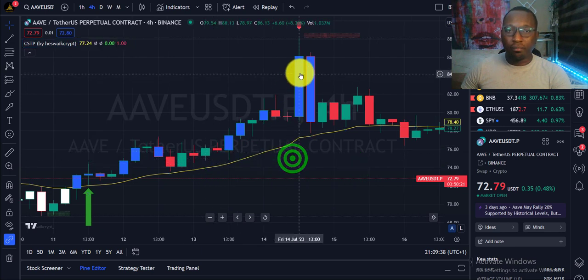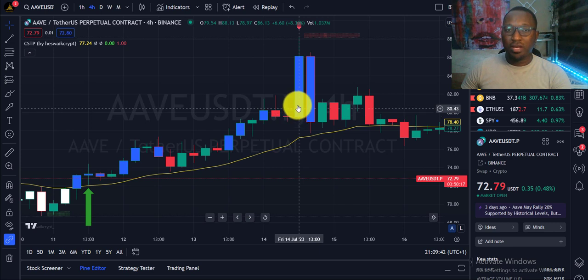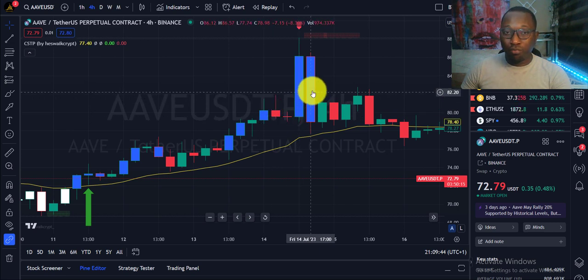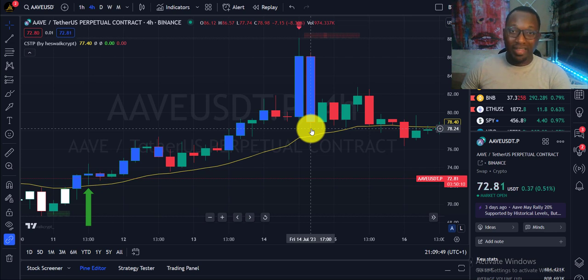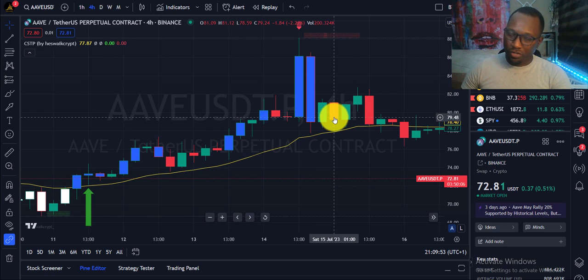So we have the blue candle with green wick. That's an indication that the market is bullish. And we have the blue candle with a red wick. That's an indication that the market is bearish. The market is bearish, that is downtrend. So when you have a red candle, it is also bearish. When you have a green candle, it is also bullish.